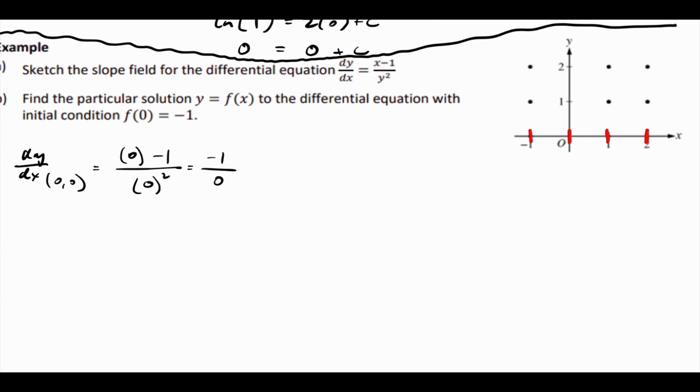Okay. Let's go one level up. 0, 1. So this time x is 0. Yes, x is 0, y is 1. So I get negative 1 over positive 1, which is negative 1. It's going to have a slope of down 1 over 1.